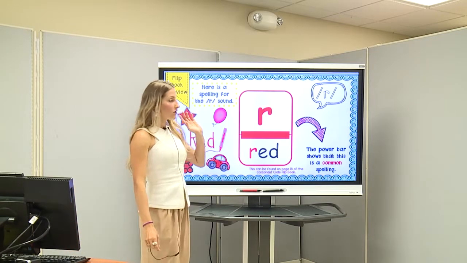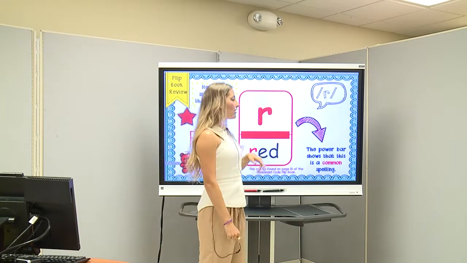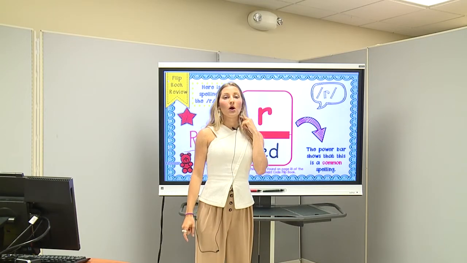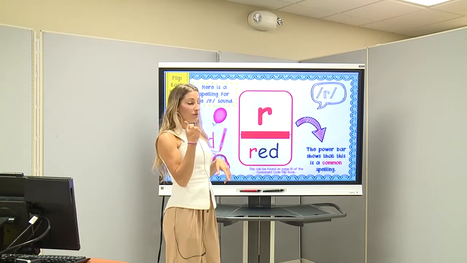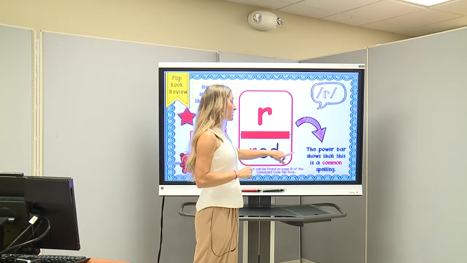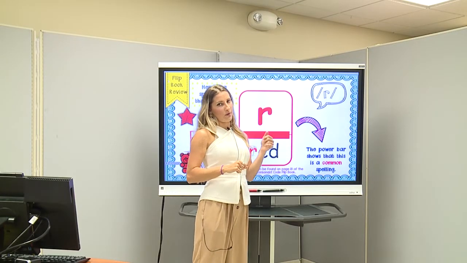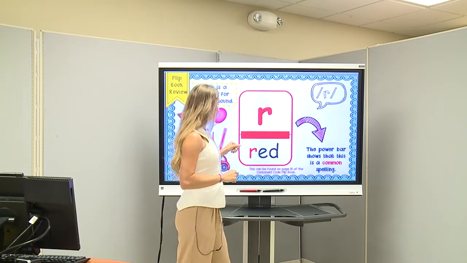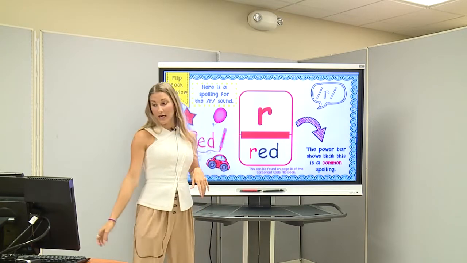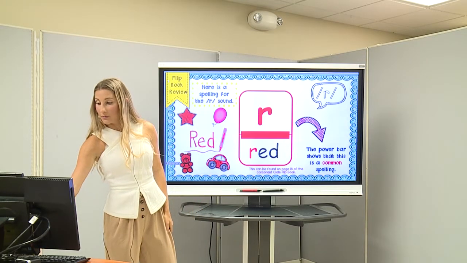Okay, here's an R. The R is in the back of the throat, and your mouth is fully open. So the power bar tells us whether it is a common or uncommon spelling. That's right, it's a very common spelling, and it can be found on page 18 of your consonant code flipbook.